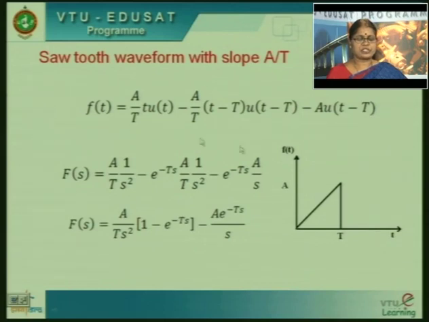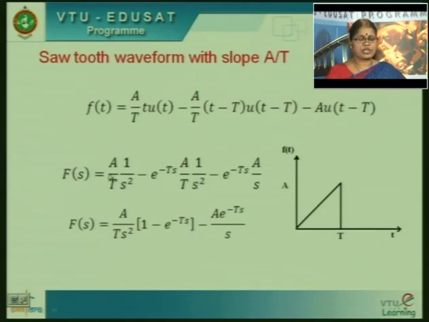Now, this is the function which describes this waveform. So, let us find the Laplace transform of it. Laplace transform of it is given by F of s. F of s is the sum of the Laplace transforms of these individual components. So, F of s can be written as A by T into 1 by s square, minus e power minus T s times A by T into 1 by s square, minus e power minus T s times A by s. Hereafter it is only simplification.